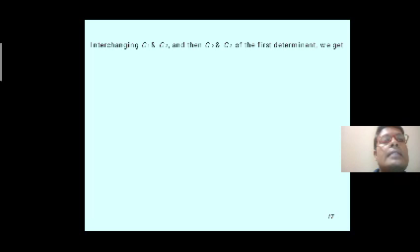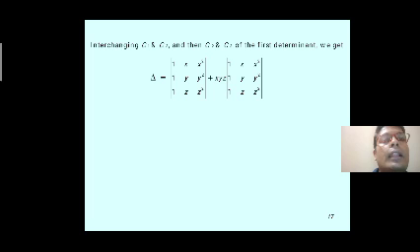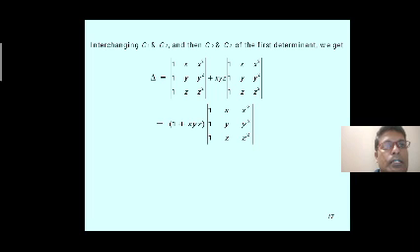interchanging C1 and C3 and then C2 and C3 of the first determinant, we get delta equal to the determinant 1, x, x square; 1, y, y square; 1, z, z square, plus xyz times the determinant 1, x, x square; 1, y, y square; 1, z, z square. We have to take the common factor 1 plus xyz, and the remaining part is the determinant 1, x, x square; 1, y, y square; 1, z, z square.